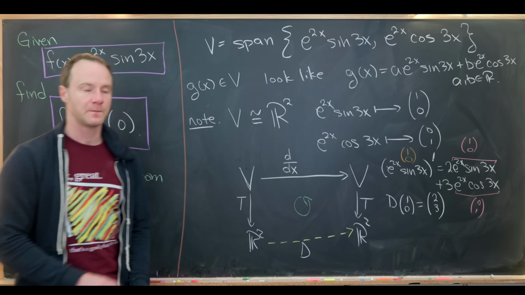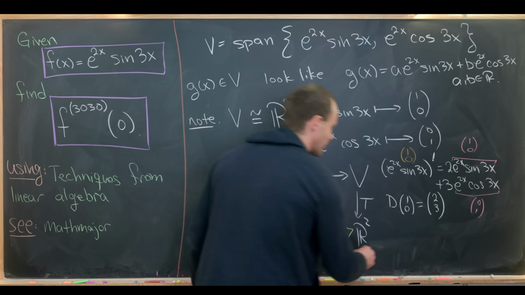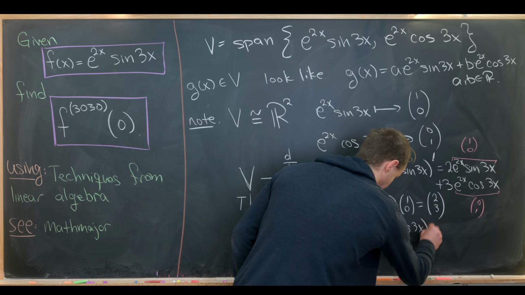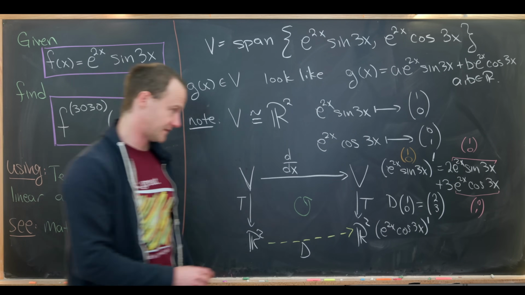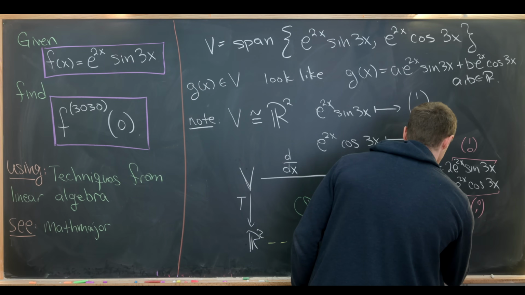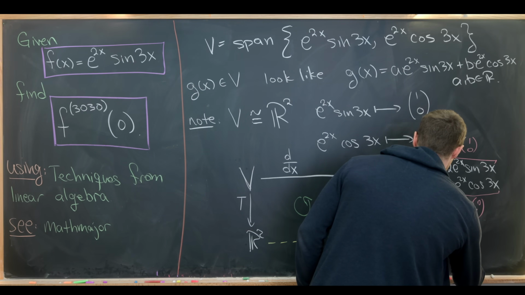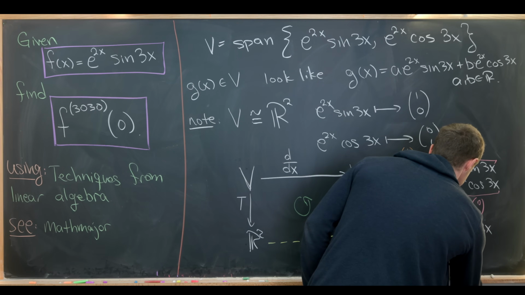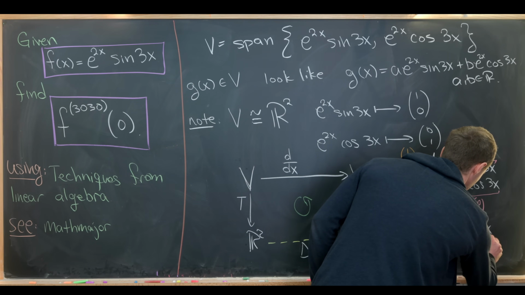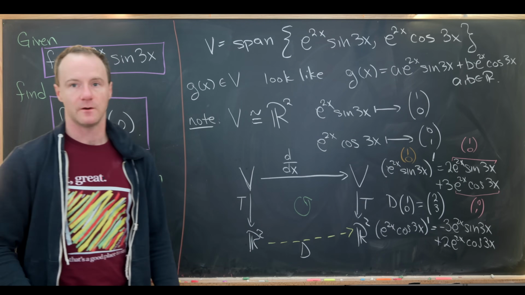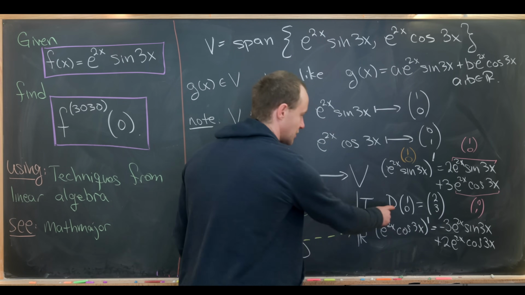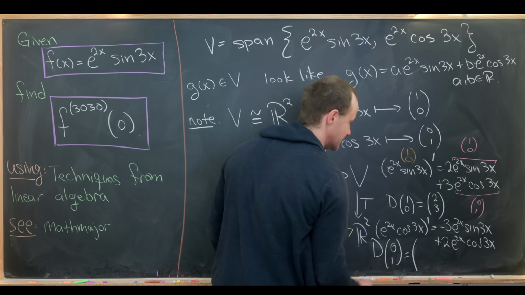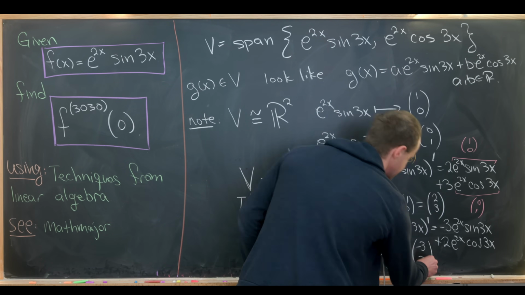Okay. And then furthermore, we can see that e to the 2x times cos 3x prime, so its derivative, has a similar structure. So that's going to be equal to minus 3 e to the 2x sine 3x, and then plus 2 e to the 2x cos 3x. Okay. But again, using a similar argument to this, we see that D must map the vector 0, 1 to, let's see, negative 3, 2.